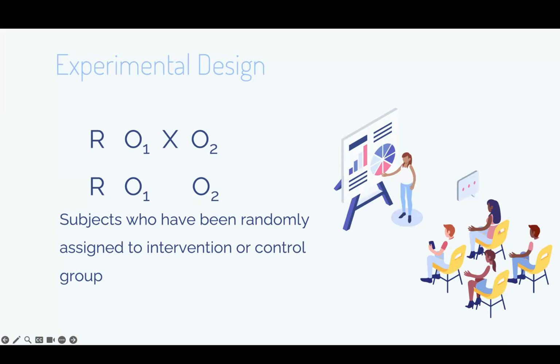So through the process, we can ensure each subject has an equal chance to be placed in either the experimental group or the control group. O1 indicates the pretest, X denotes the intervention, and O2 represents the post-test, which is conducted after the intervention. So this design, again, enables researchers to draw inferences about the intervention's efficacy by comparing the pre-test and post-test scores within the experimental group and against the control group. So the second row represents the control group.